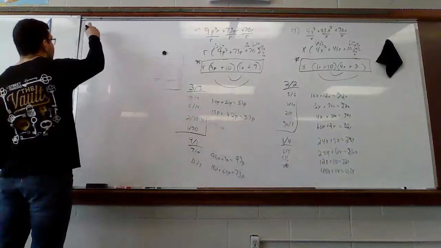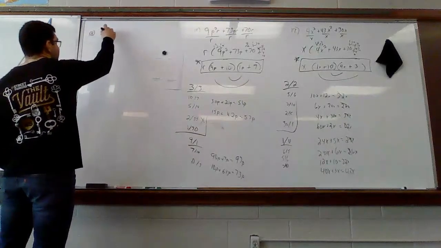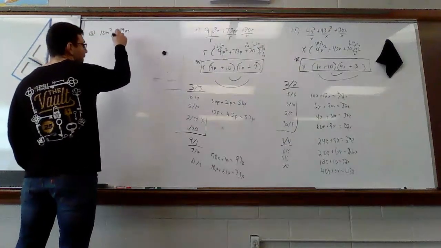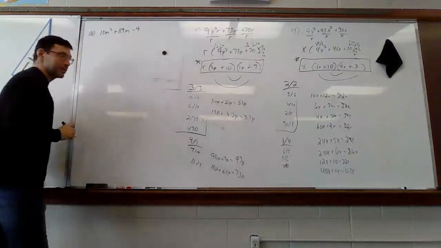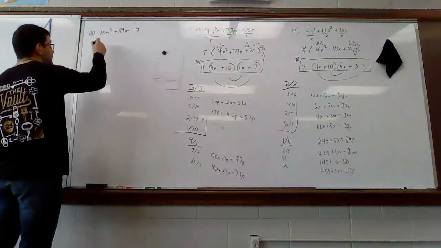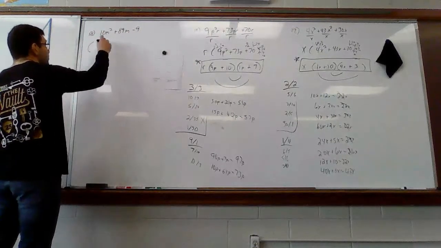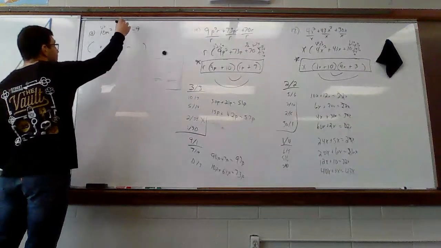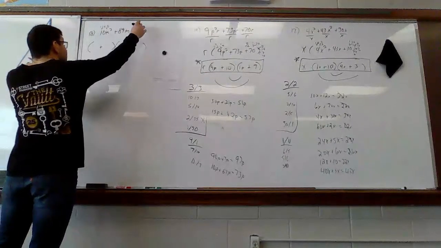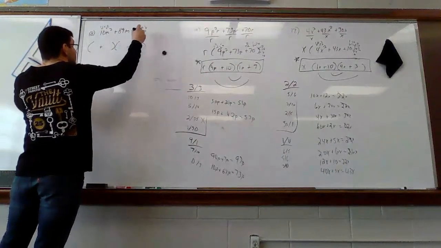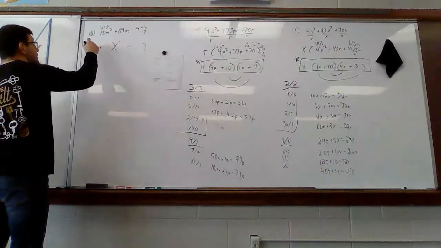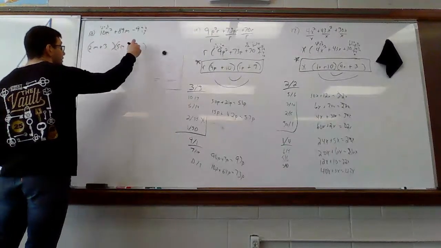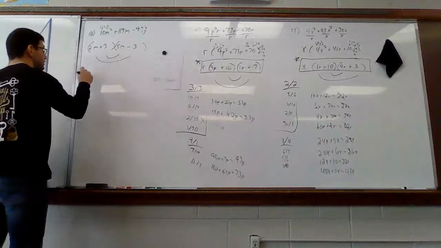Last but not least, we have number 18, 10m squared plus 89m minus 9. There is no GCF. 9 doesn't go into 10. 3 doesn't go into 10, so we're good. Parentheses, parentheses, parentheses, parentheses, plus minus. 1 and 10, 2 and 5, 1 and 9, 3 and 3. So let's go 2m, 5m, 3, 3. So we're doing 2/5.